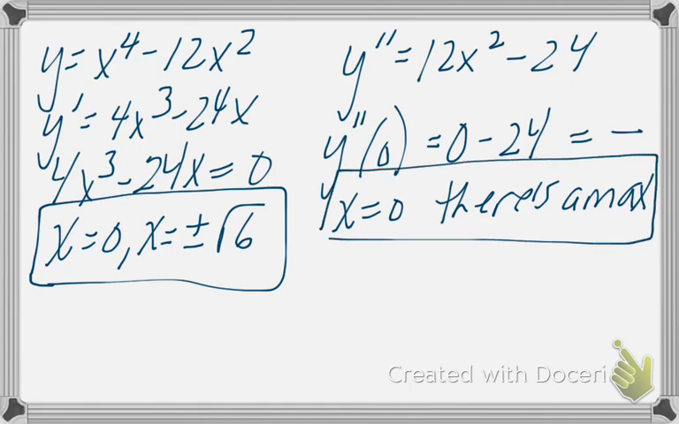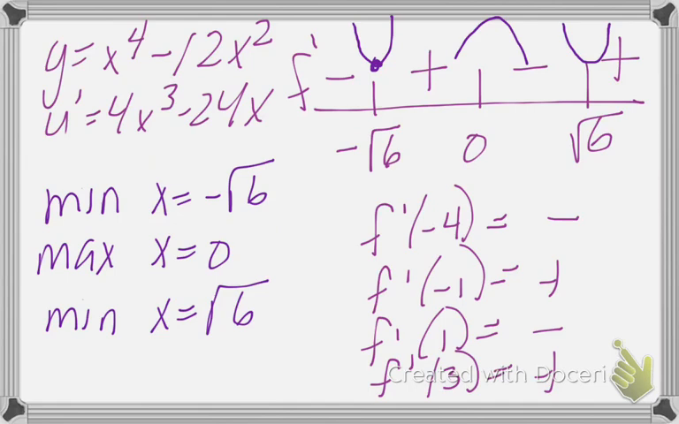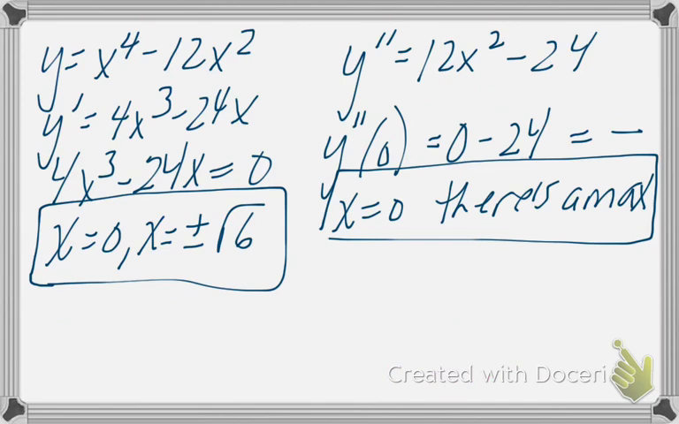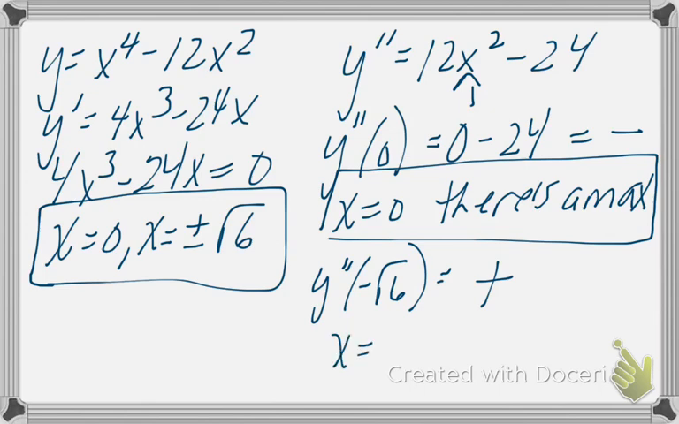I'm just going to go back to the other screen for 1 minute. And you can see, yeah, there was a max at x equals 0. So far it matches. Then we're going to do y double prime of negative radical 6. And when you substitute that in, you are going to end up getting a positive number, because you're going to put it into here. So therefore, at x equals negative radical 6, the second derivative is greater than 0, therefore there's a min.